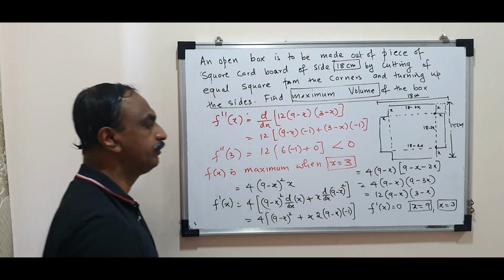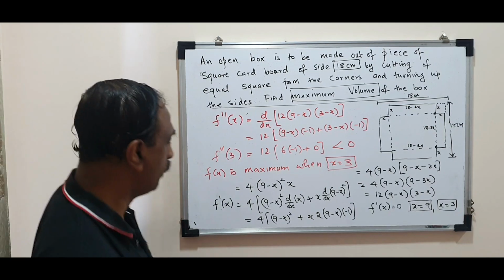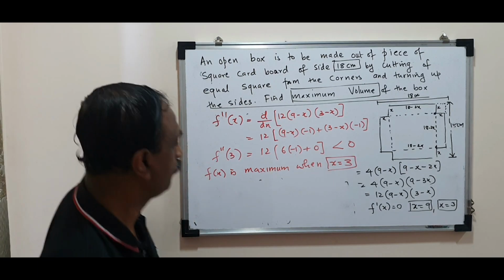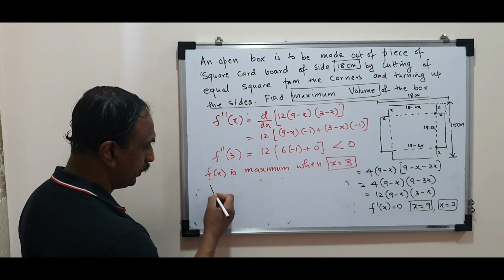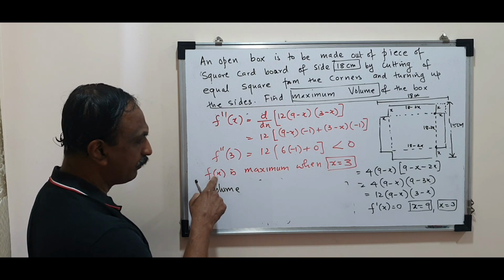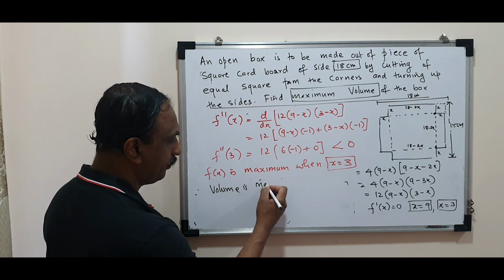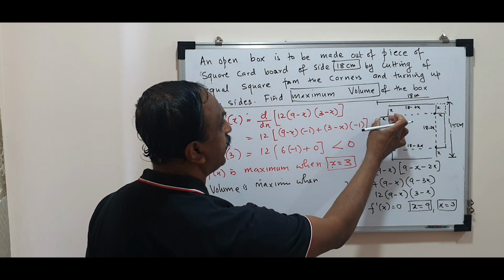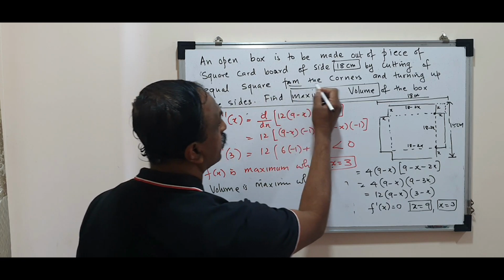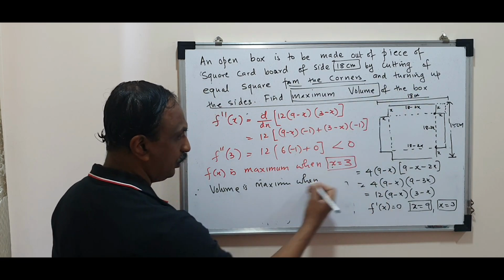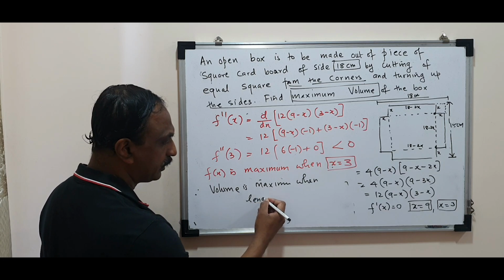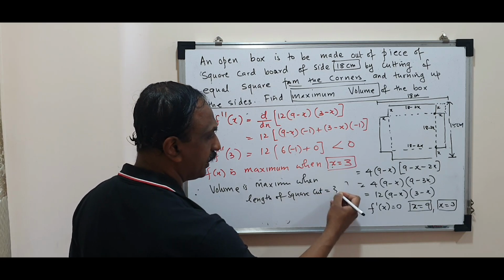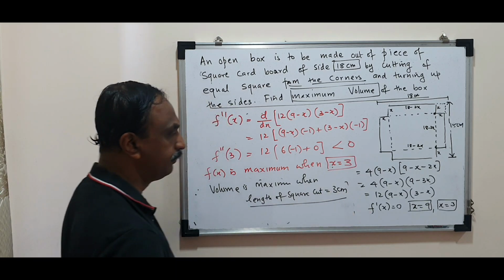So my final conclusion, I can say the volume of the box is maximum when the length of the side of the square cut is 3 centimeters. Therefore, f of x is the volume. I'm just substituting: f of x, the volume, is maximum when x, the length of the side of the square cut, is 3 centimeters. So that is my final answer for this particular problem.